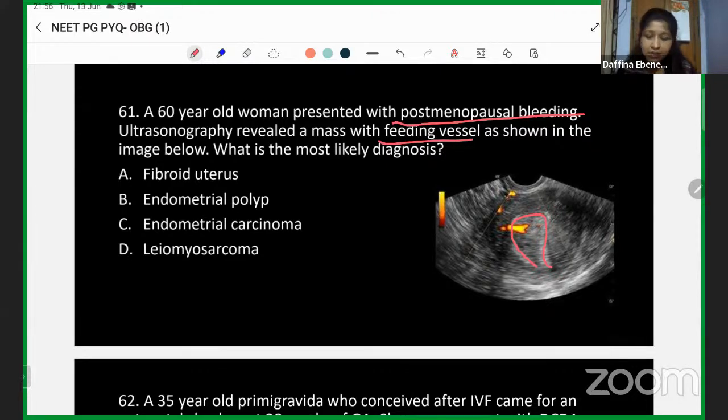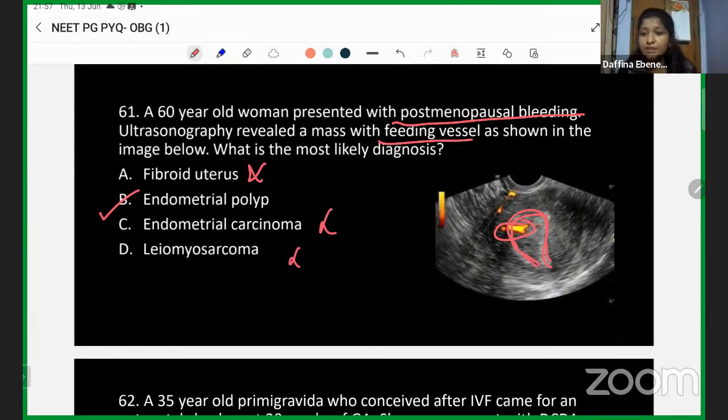Single feeding vessel is seen in endometrial polyp. Okay, you can also tell me this localized mass is also looking like a fibroid, but the thing is fibroid will not have a single feeding vessel. It will have multiple feeding vessels all around. So the answer will be endometrial polyp. Fibroid uterus is not the answer. Endometrial carcinoma, there is no other history or no other ultrasound finding that's pointing towards endometrial carcinoma or leiomyosarcoma. The best answer will be endometrial polyp.